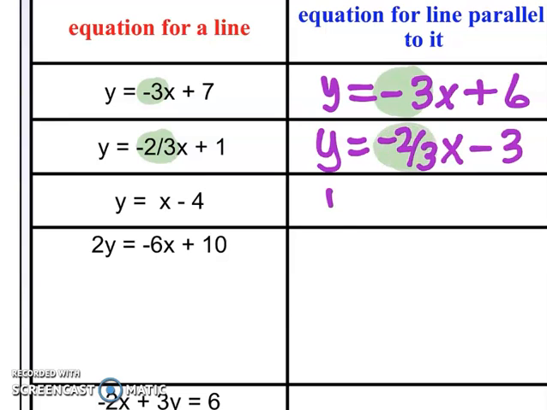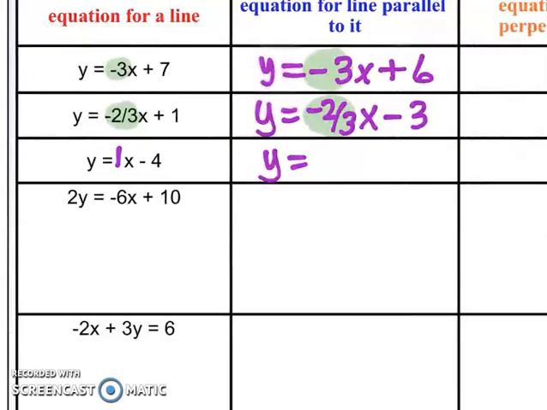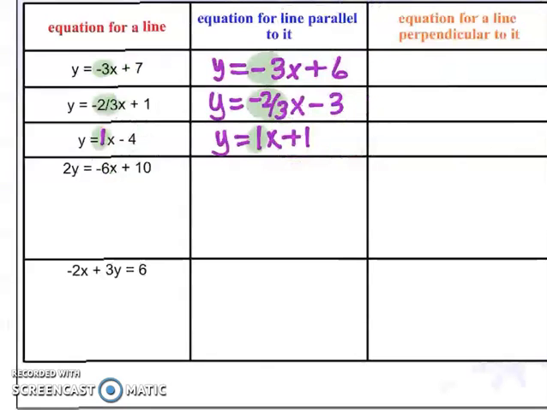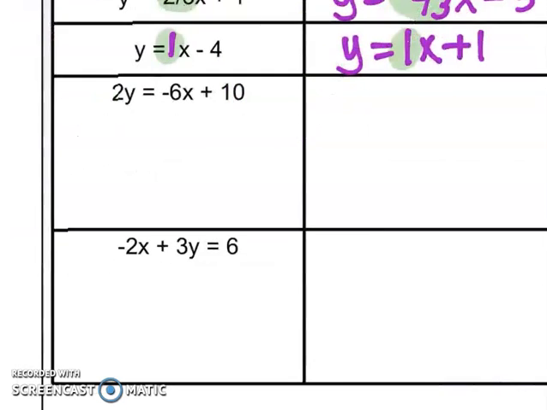Next one, same thing. And remember, in front of the x, you can put that 1 there, that invisible 1. And then change my intercept again. Okay, so parallel slopes stay the same. Now, the next two equations, you can't tell what the slope is right away. We're going to have to do a little bit of work, and we know how to do this. We're going to do a little bit of work to figure out the slope.